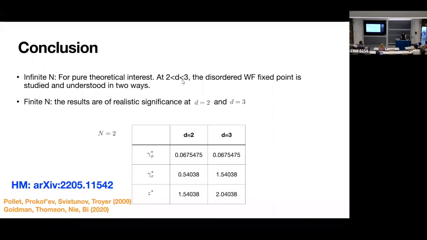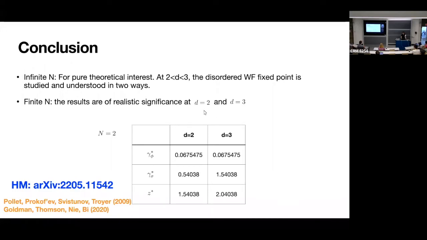But the exact results are the same. So the behavior of a system is already obtained at finite n, which is more physically relevant, especially at 2 and 3 dimensions.